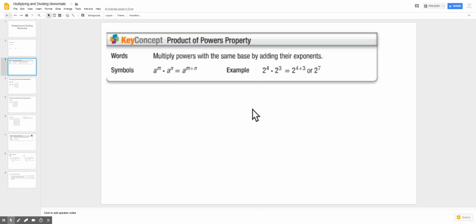So look at your next example. You have 2 to the 4th power times 2 to the 3rd power. Well, 2 to the 4th times 2 to the 3rd is technically 2 to the 4 plus 3rd power, or 2 to the 7th. So we kept the same base, which is 2, and then we added that 4 plus 3 to get 7.